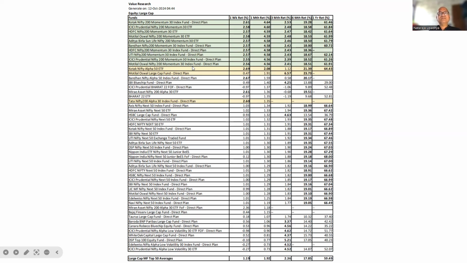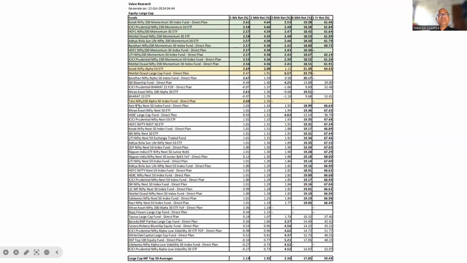Now the one which is above 2% among the amber is Kotak Nifty Alpha 50 ETF, 2.69% for the week, impressive. 64.43 for the annual, impressive. Only its bad performance was in 3 months. So if you can ignore it, even that is investment worthy.